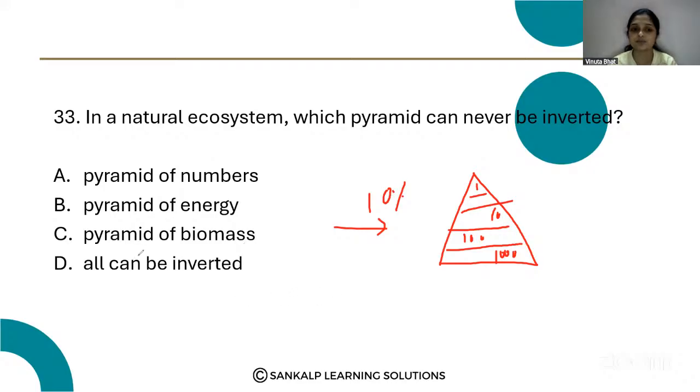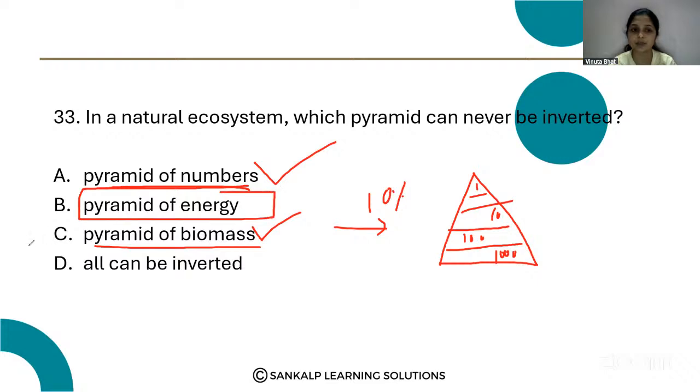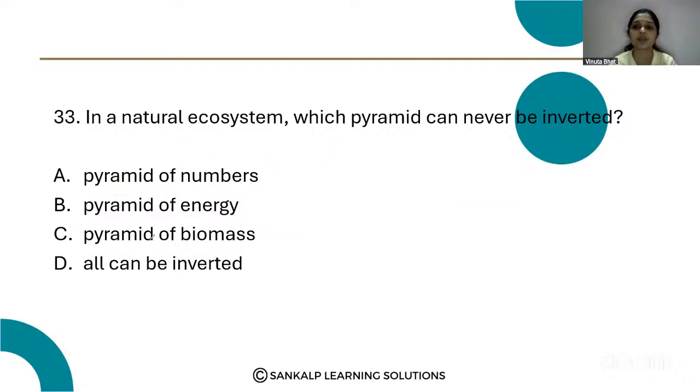So here, this pyramid can be inverted. So you'll notice in a natural ecosystem which pyramid can never be inverted. Pyramid of numbers can be inverted, pyramid of biomass can be inverted, but pyramid of energy cannot be inverted because only 10% of the energy is transferred to the next level. So option B, pyramid of energy.